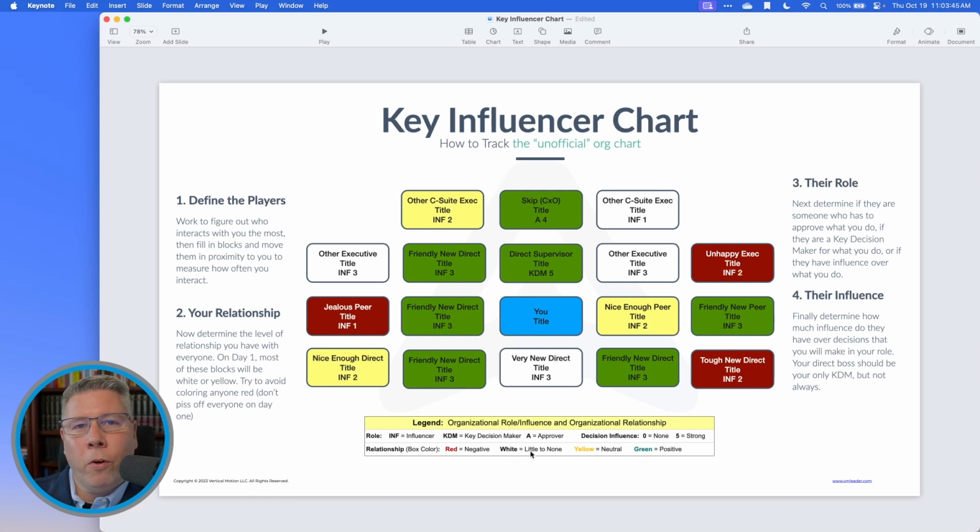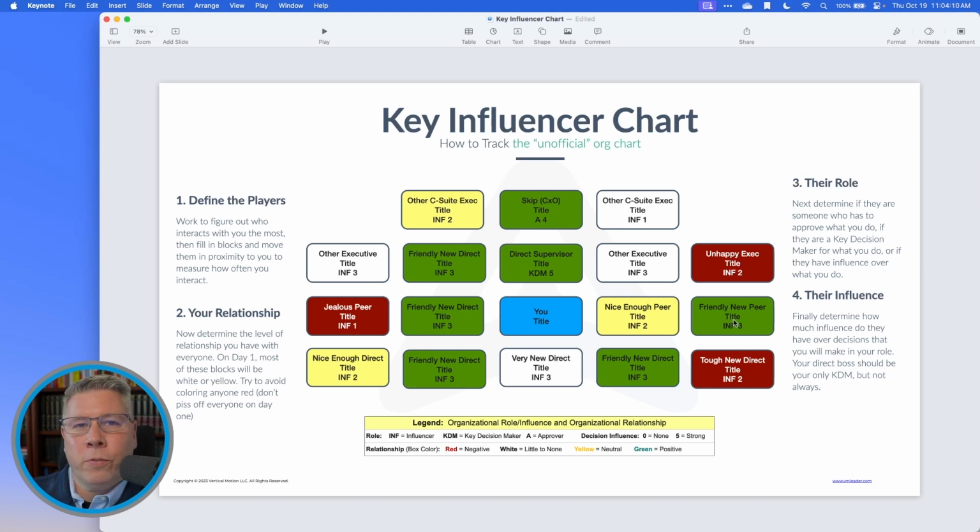And so this would be a negative relationship with someone. White means little to no relationship. You just don't know this person very well. You're just getting to know them and you haven't quite figured them out yet. Yellow is neutral. They're nice enough. You don't really have an issue. You know them, you work with them, but they're not someone that you go have a beer with. They're just there and you don't really have a close relationship, but you guys are fine to work together.